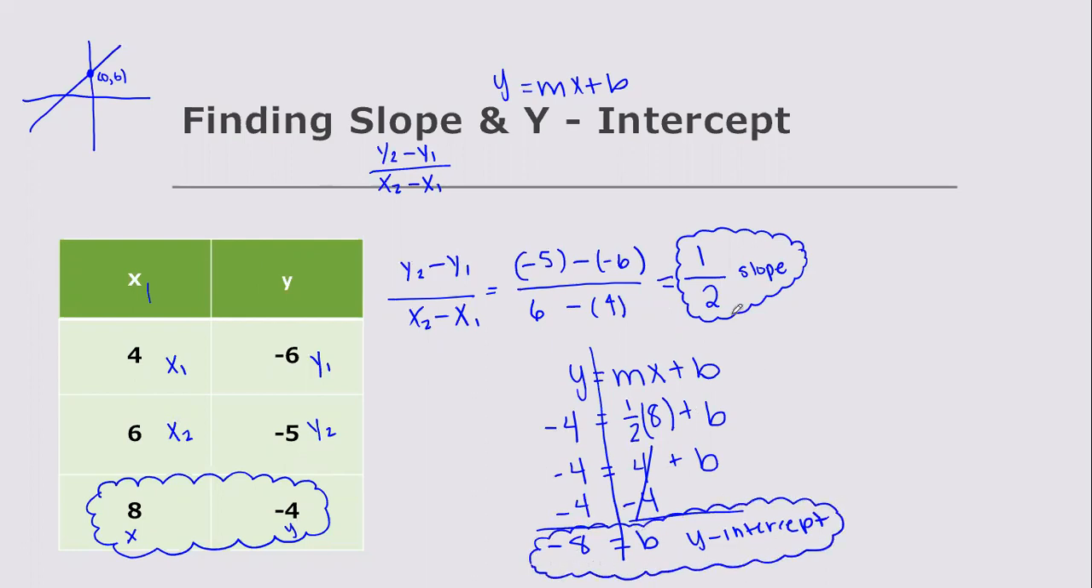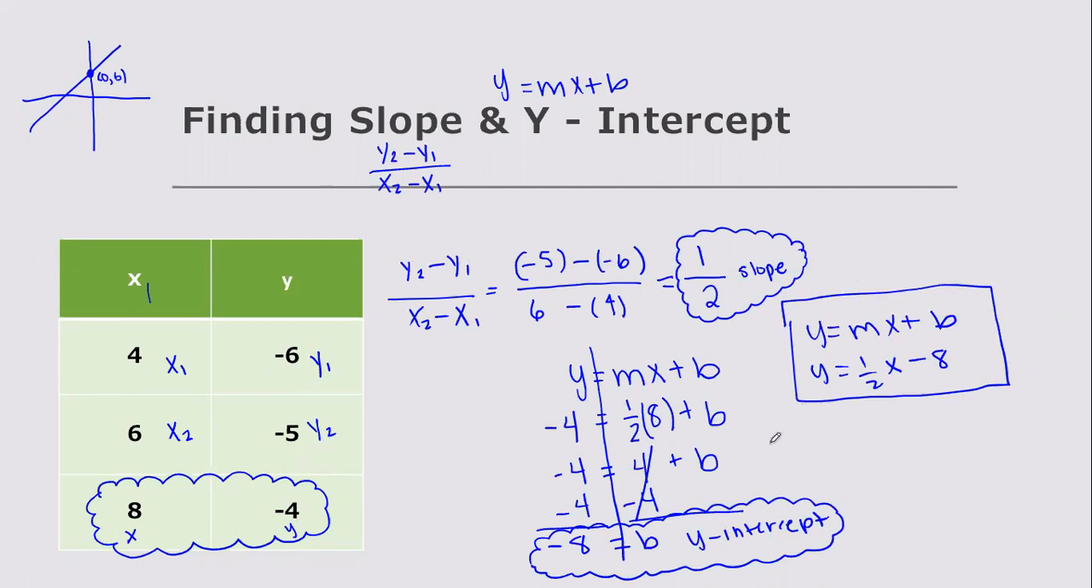So I found my slope of 1/2 and my y-intercept of -8. So my equation is y equals mx plus b. My equation is y equals 1/2 x, because 1/2 is the slope, minus 8, because -8 is the y-intercept. So here's my equation for this table.